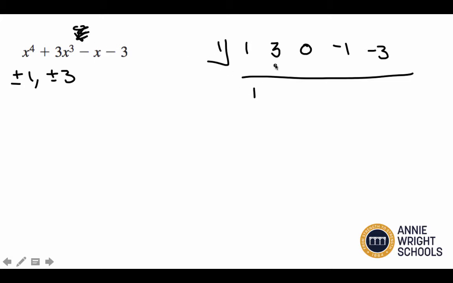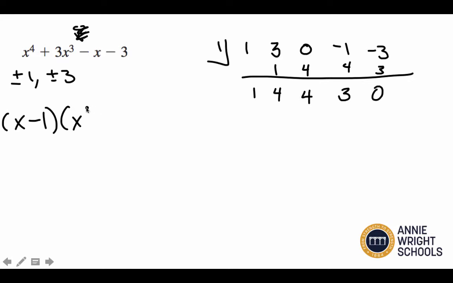Drop the 1. 1 times 1 is 1. Add these up. Get a 4. Multiply here. Get a 4. Multiply again. Get a 4. Get a 3. Multiply by 1. Get a 3. And we've got a 0. So great. I got one factor, x minus 1.